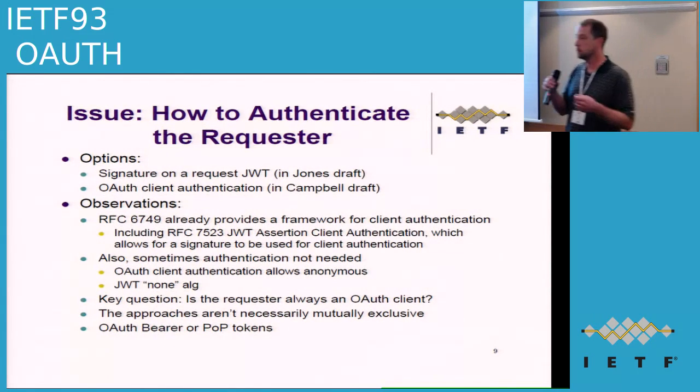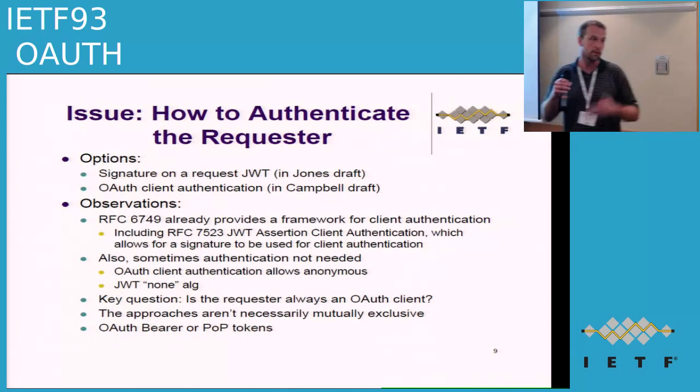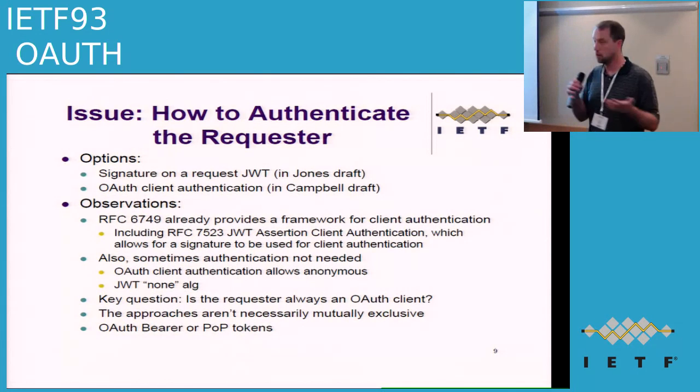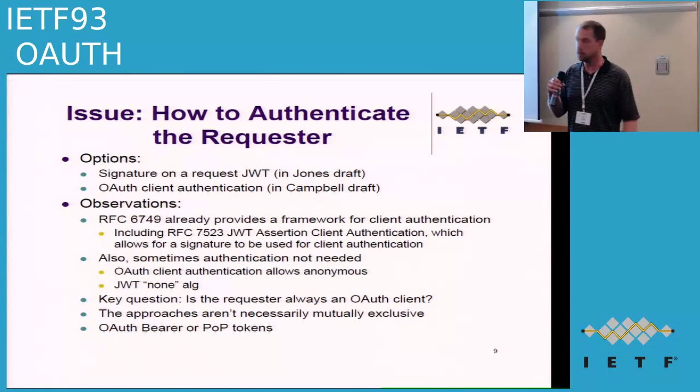Sometimes client authentication is not needed. You don't actually care about the identity of the client. You just need to know that a valid token came in, you validate it, and you send out a token based on the input token. So client authentication is often not needed. OAuth allows for unauthenticated and anonymous client access, so that's covered nicely. In the Jones version, you can use a none alg in a JWT, which allows for roughly the equivalent.